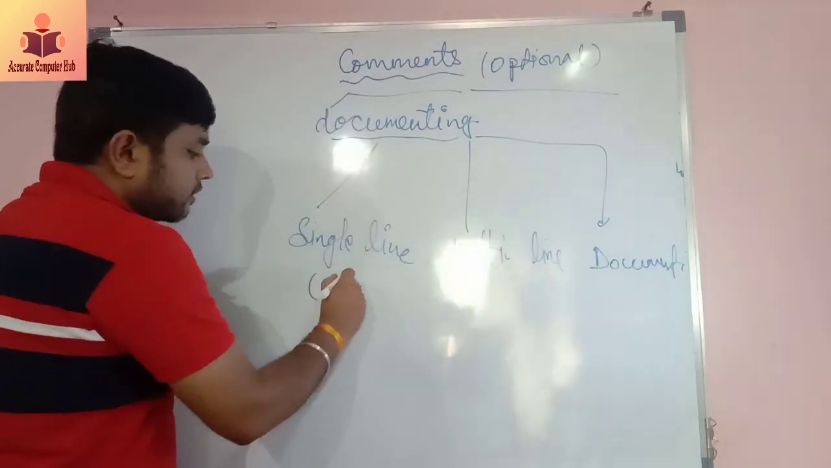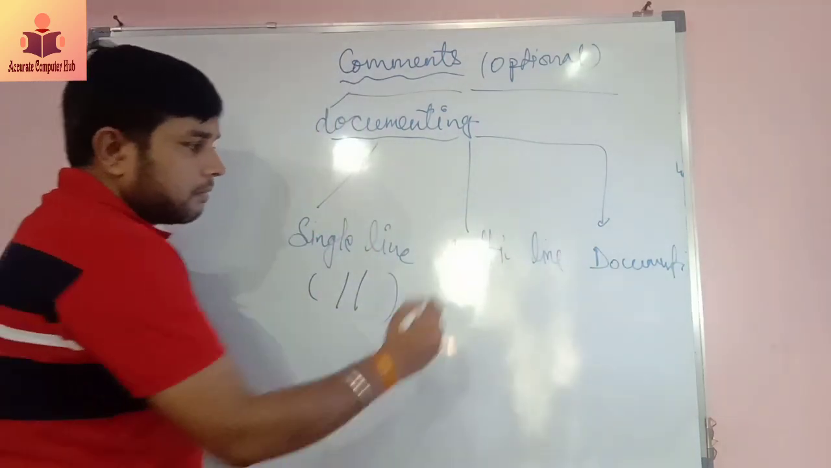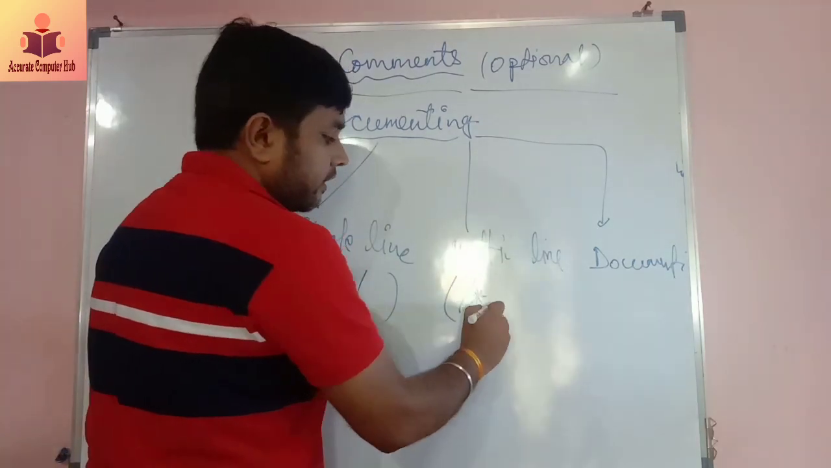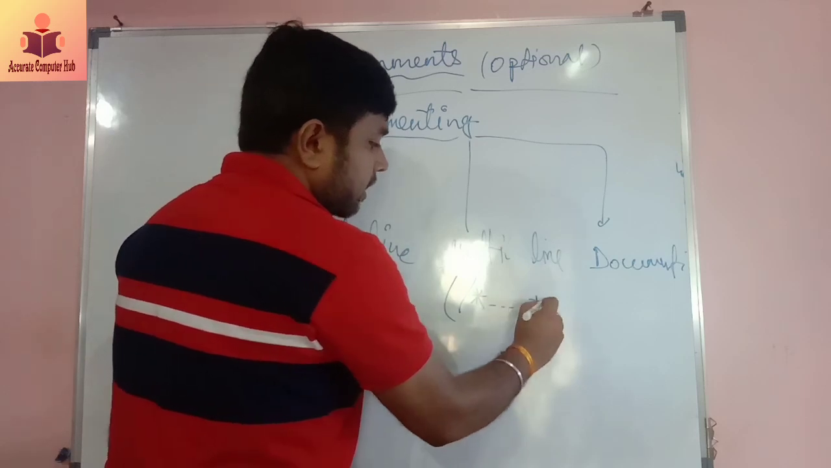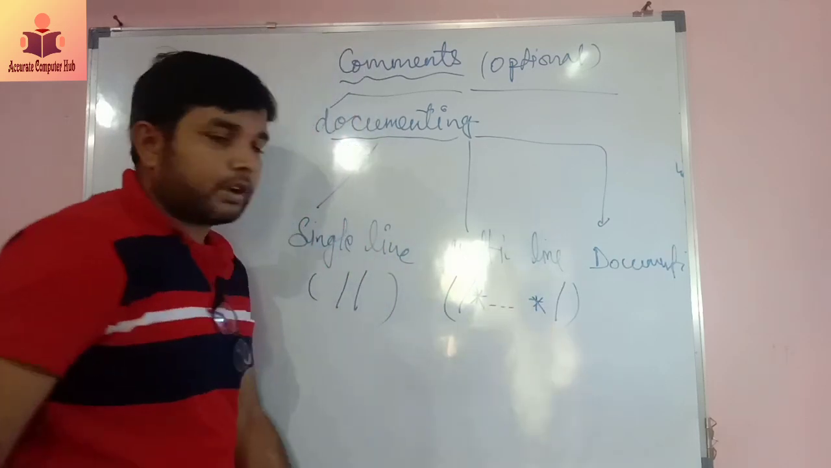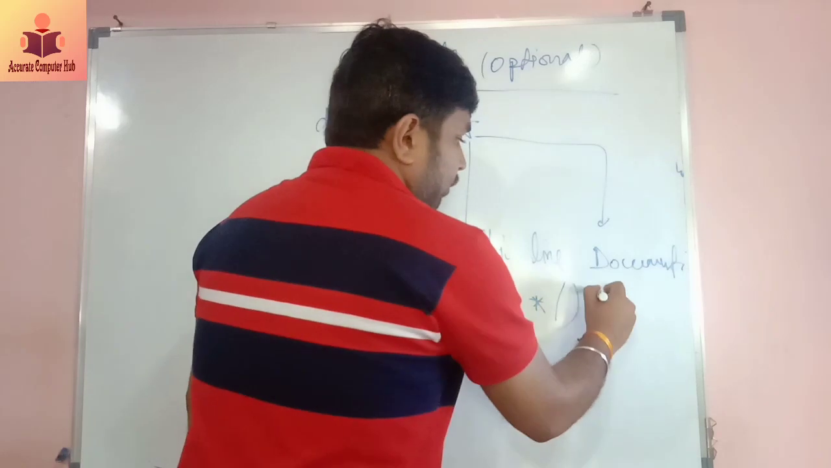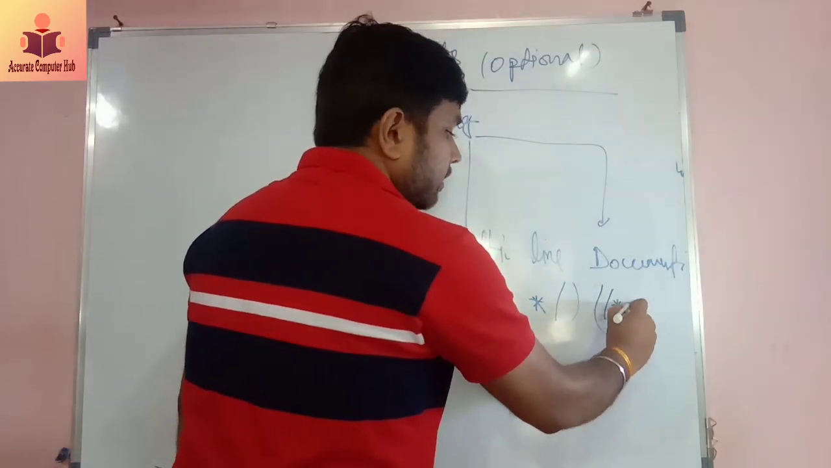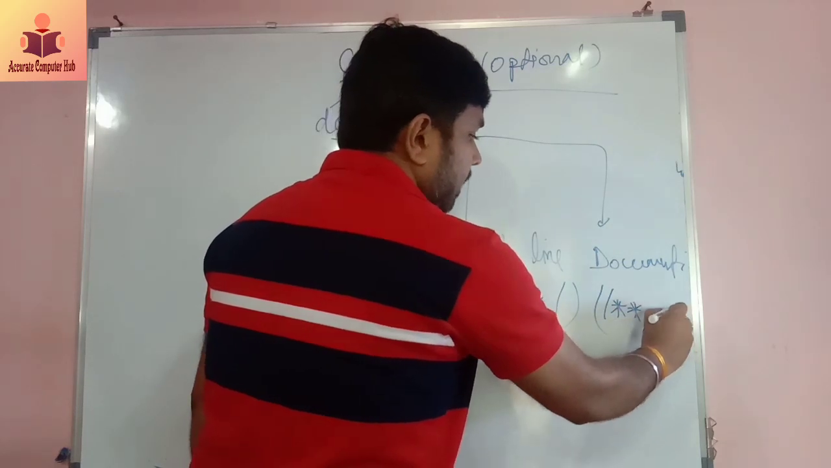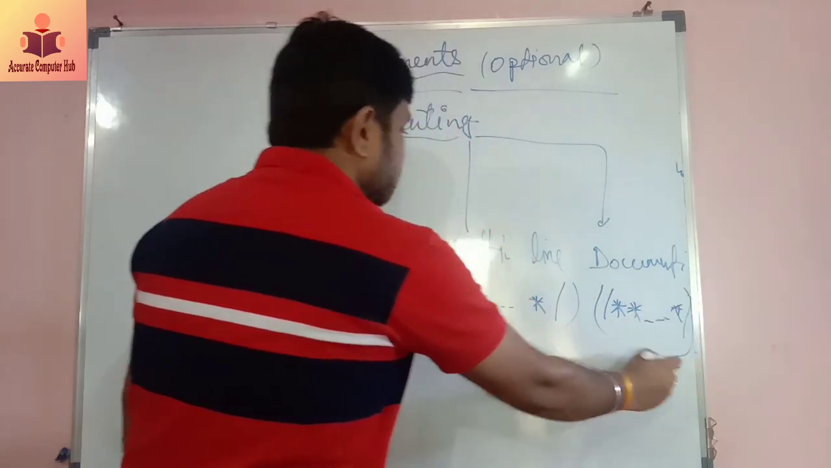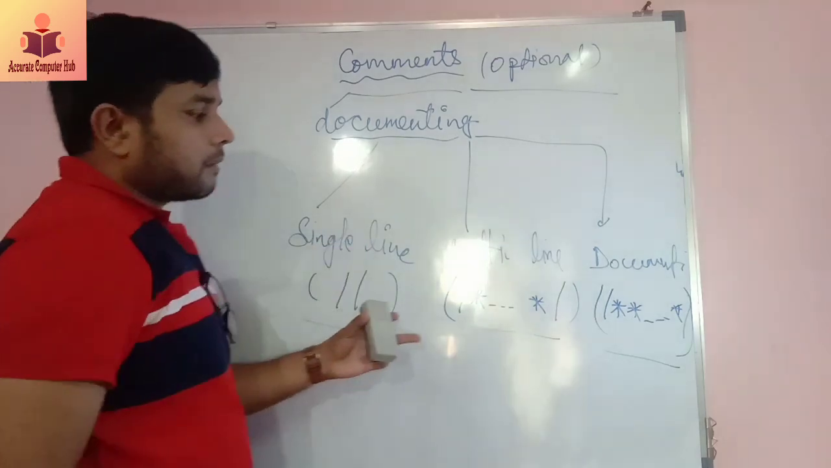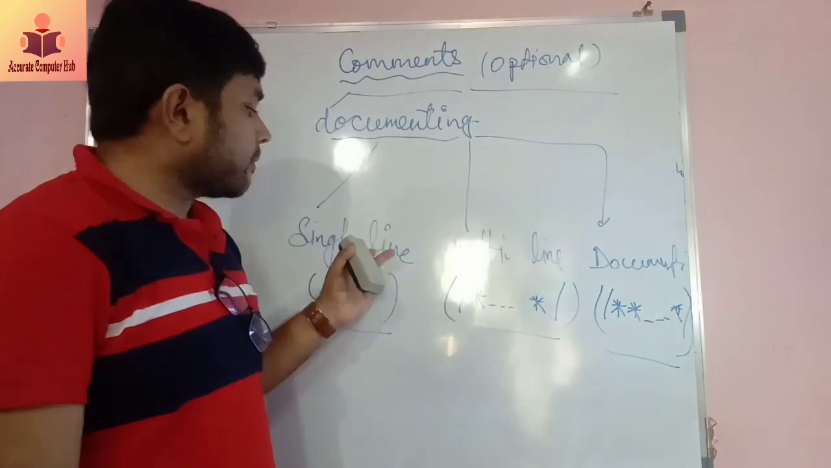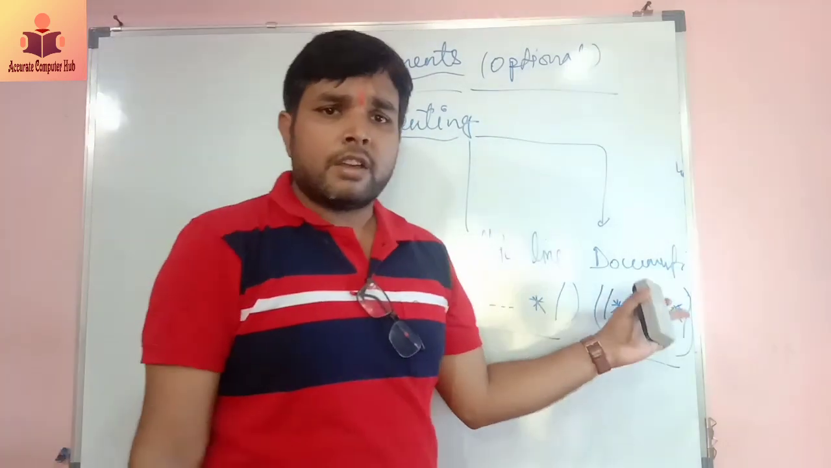Single line comment is denoted by double slash. Multi-line comment is denoted by slash and star as the starting point, and star and slash as the ending point. And documenting comment starts with slash, star and star, and ends with star and slash. These are the three types of comments: single line, multi-line and documenting comment.